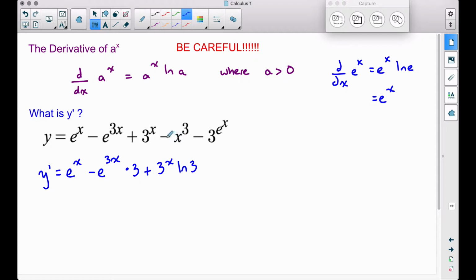Now on to this one, minus x cubed. This is just your basic power rule for derivatives. You pull the 3 down and you subtract 1 from your exponent. That's how I get that 3x squared there. Just be careful with your signs.